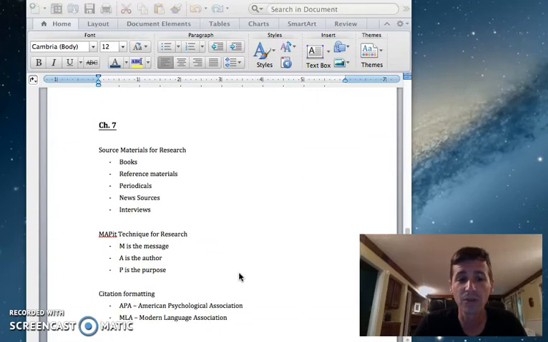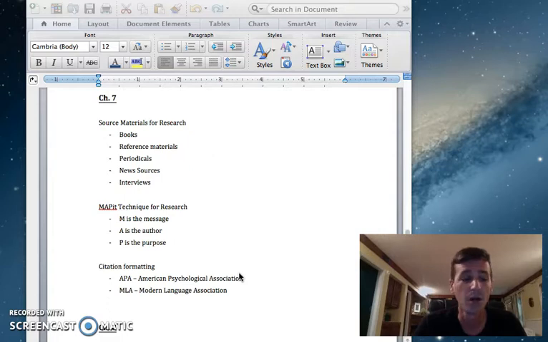Okay, moving on to chapter 7, where we talked about research, different types of source materials. Books can be scholarly or trade books. Scholarly books are written by experts. Trade books are aimed at a general audience. When we talk about reference materials, we're talking about encyclopedias and dictionaries. When we talk about periodicals, we're talking about academic journals, specifically academic journals.